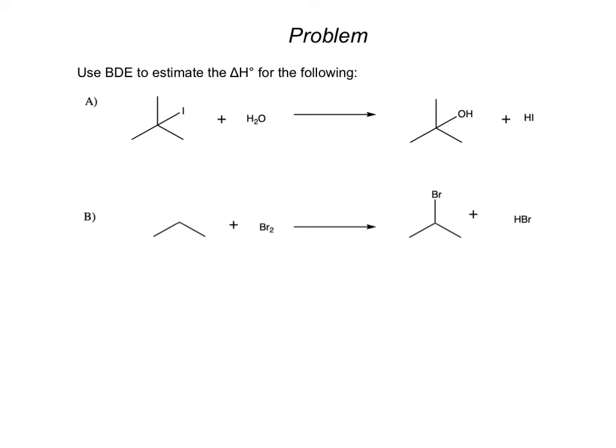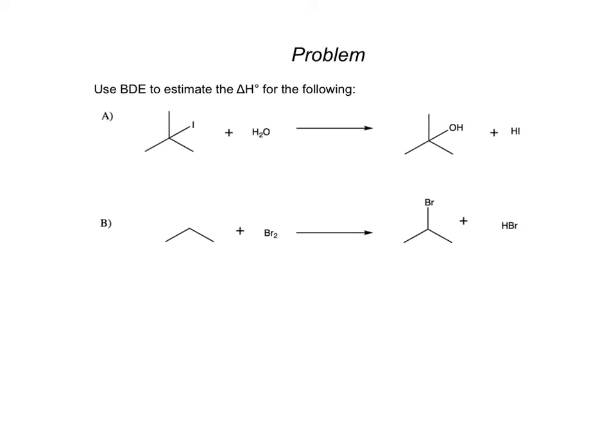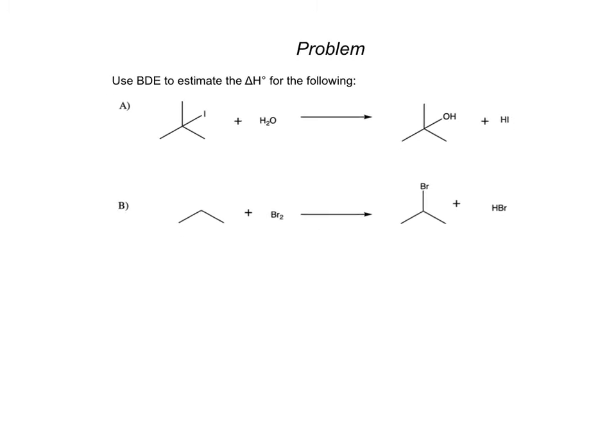Okay, so we had done these problems in class. I'm going to quickly go through and use those bond dissociation energies to estimate the change in enthalpy for the following 2 reactions, right? So to do this, if we're looking at delta H, we're using these bond dissociation energies, and what we're going to do is sum all of the bonds that we break, so the sum of the bonds broken. I'm going to subtract from that the sum of the bonds formed.